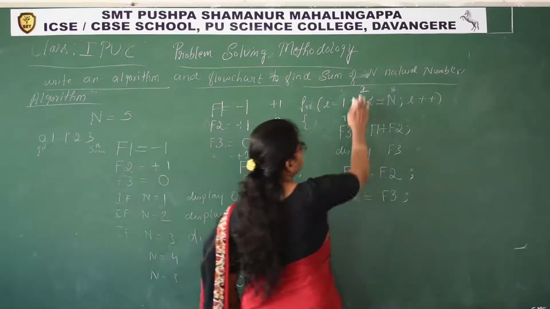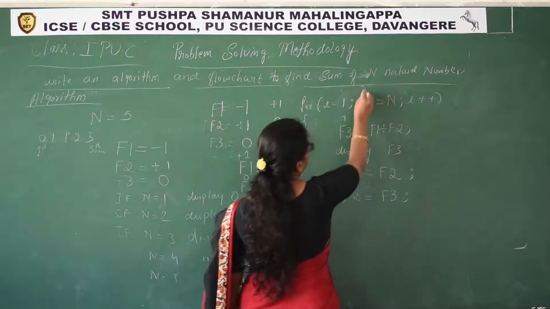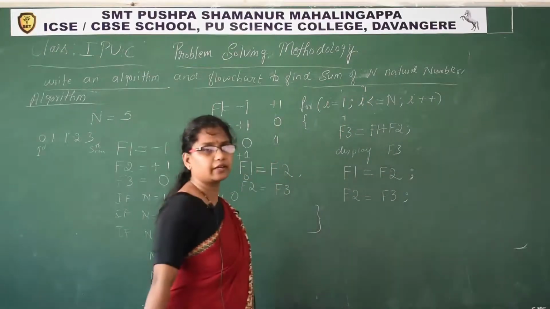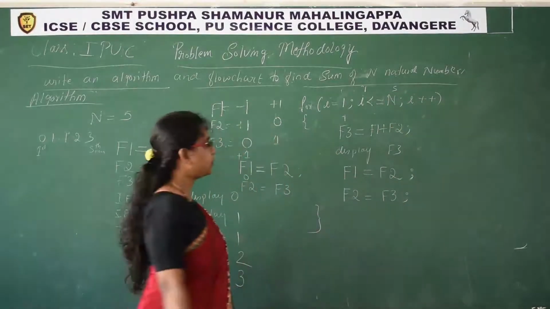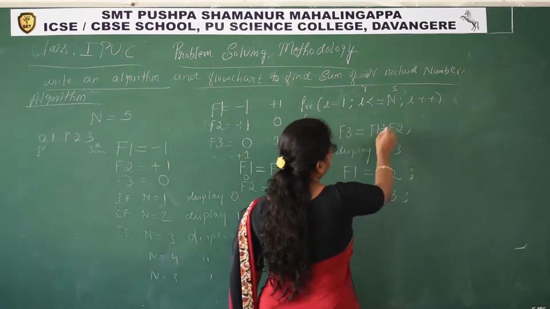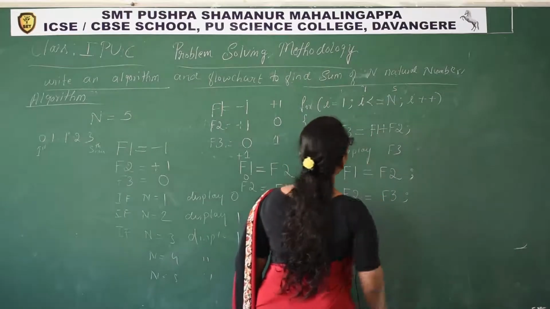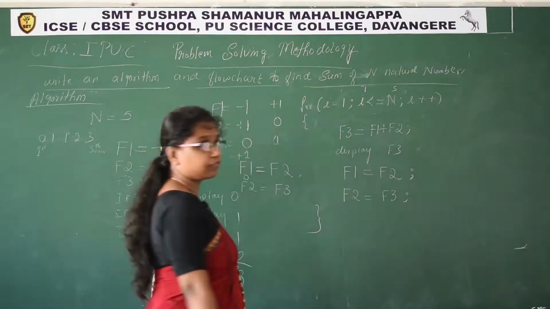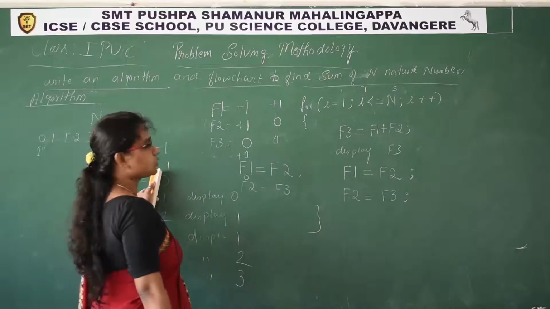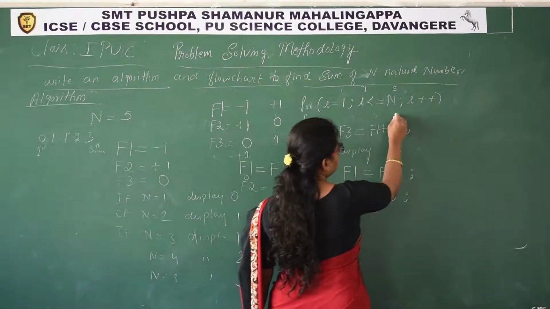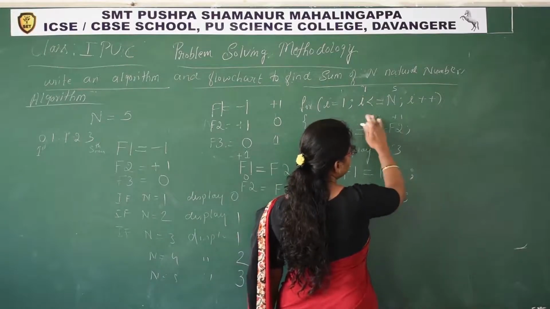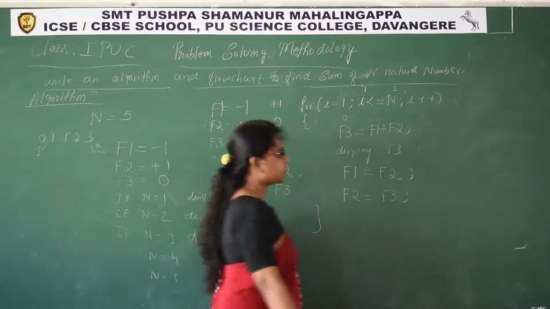At first, what is the value of I? 1. Is 1 less than n? The value of n is 5. 1 is less than 5, so the condition is true. Now it enters. What is the value of F1 and F2? At first, -1 and +1. -1 plus 1 is 0. Now the F3 value is 0.